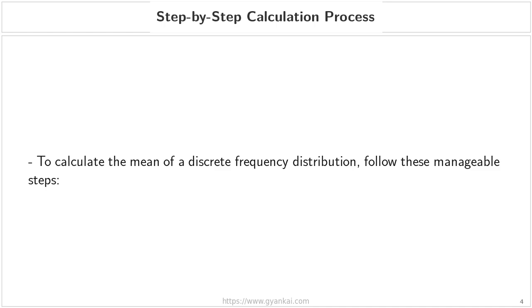You must find the total frequency. This is a very important step. You need to add all your frequencies together to find the sum of f sub i. This represents the total number of observations in your entire dataset.